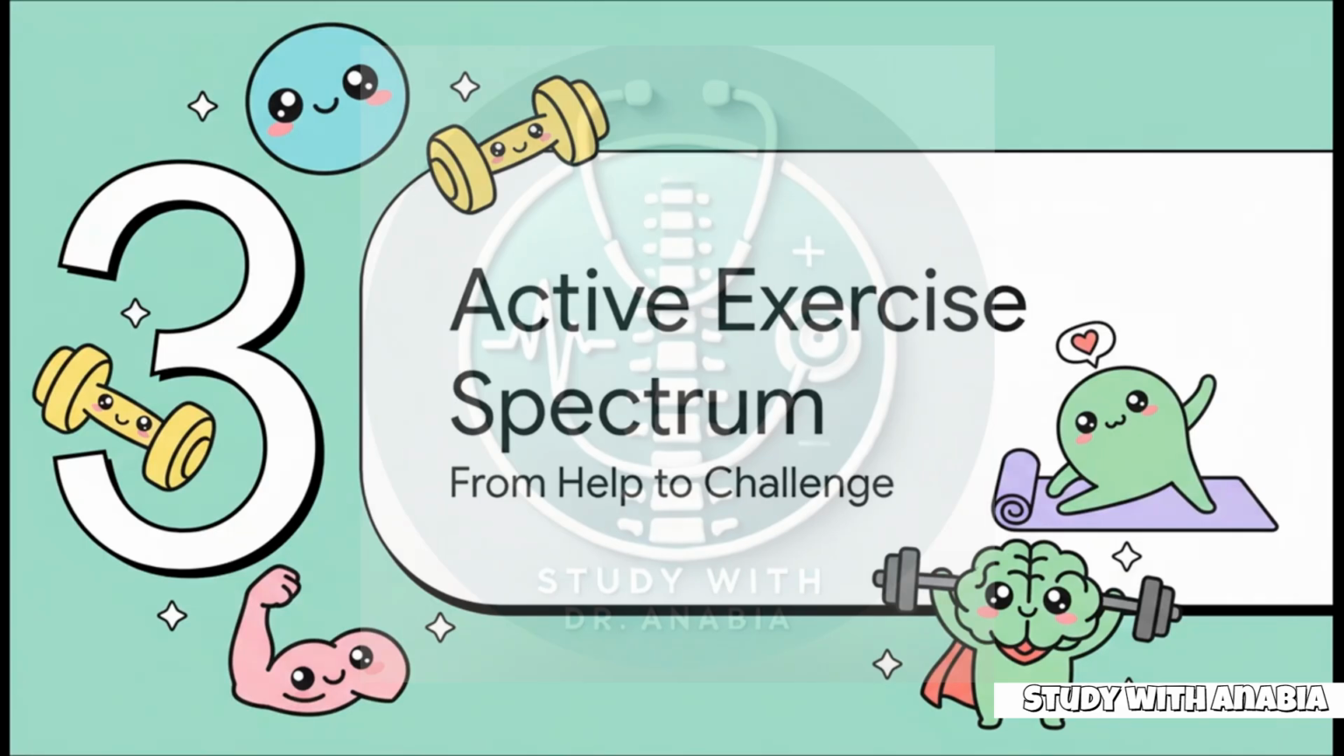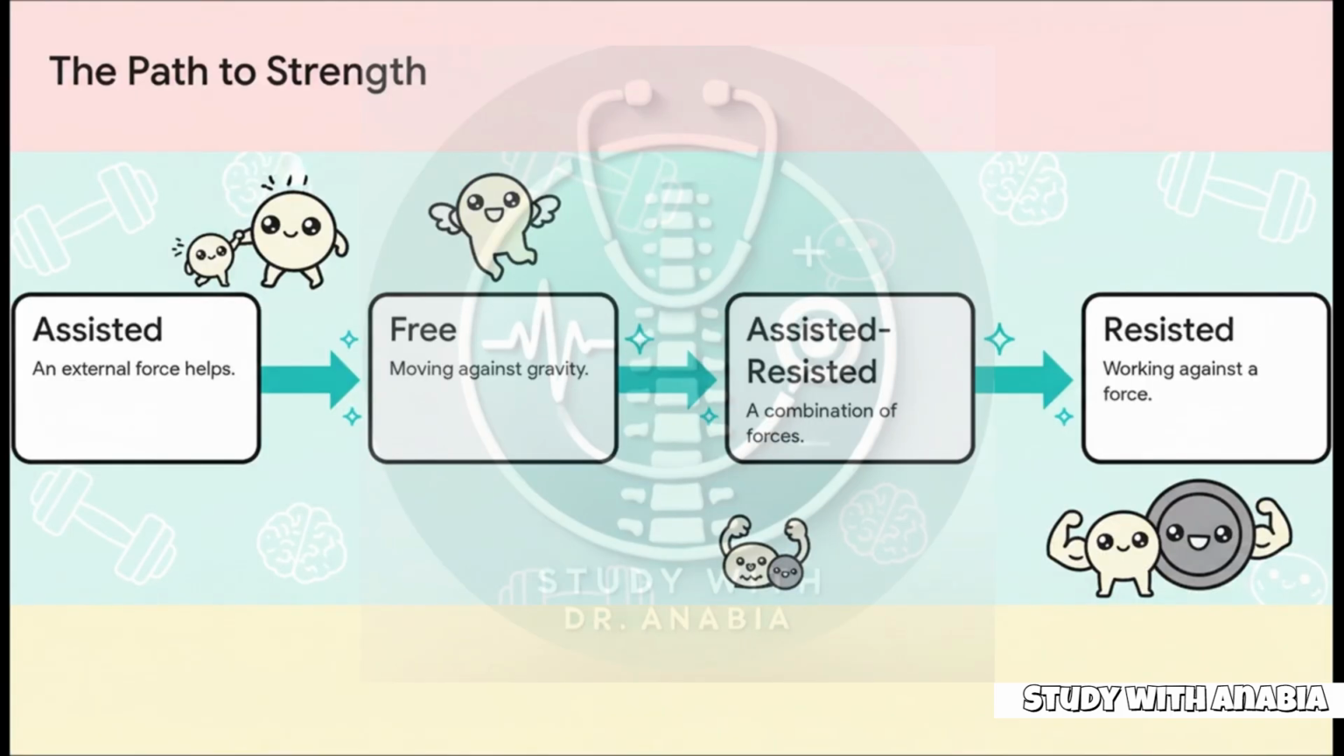So let's explore the spectrum of active exercise, from a little help to a big challenge. Look, active exercise isn't just one single thing. It's much better to think of it like a spectrum, or kind of like a journey that a muscle goes on. It starts out needing a ton of help, and slowly works its way up to tackling these huge challenges all on its own. And this lays out that path just perfectly.